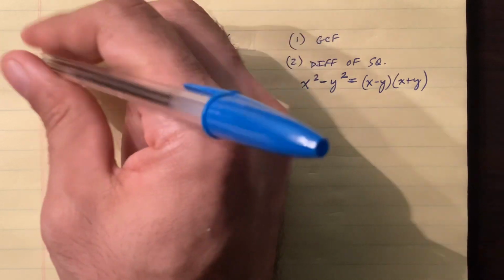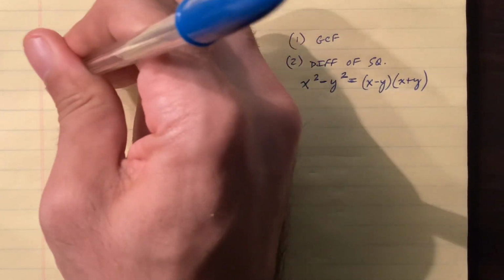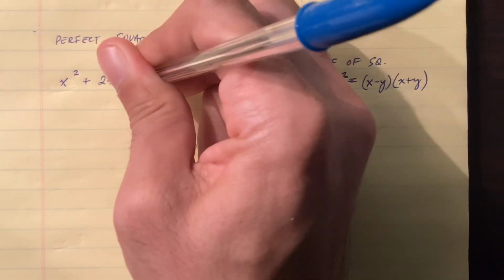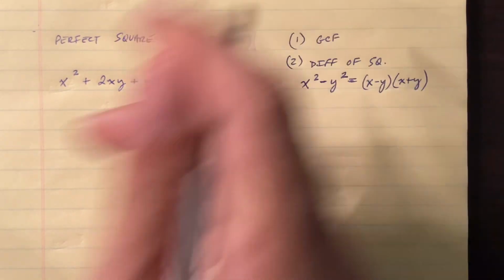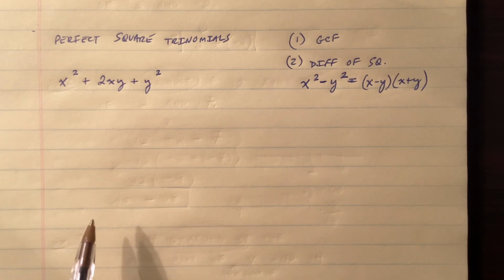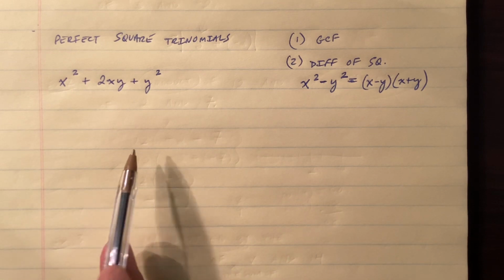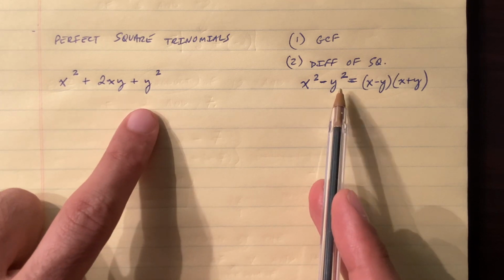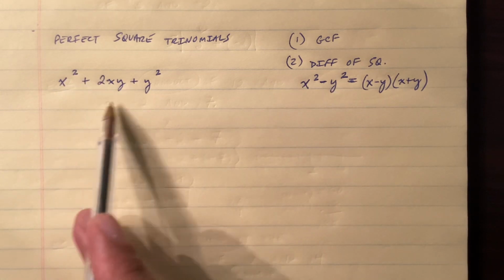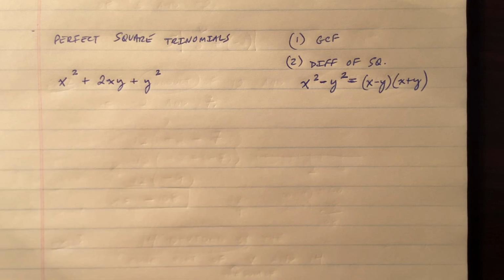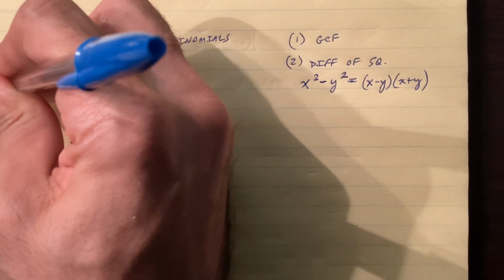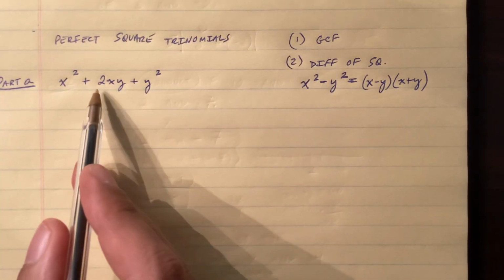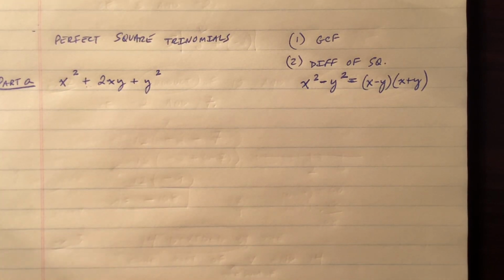All right. And the form that we're going to see is this. All right. So the x squared and x squared match, the y squared and the y squared match, but we've got this extra term in the middle. For this, we're going to call this part A, perfect square trinomials part A. There's going to be a part B where we're just going to change this sign right here.